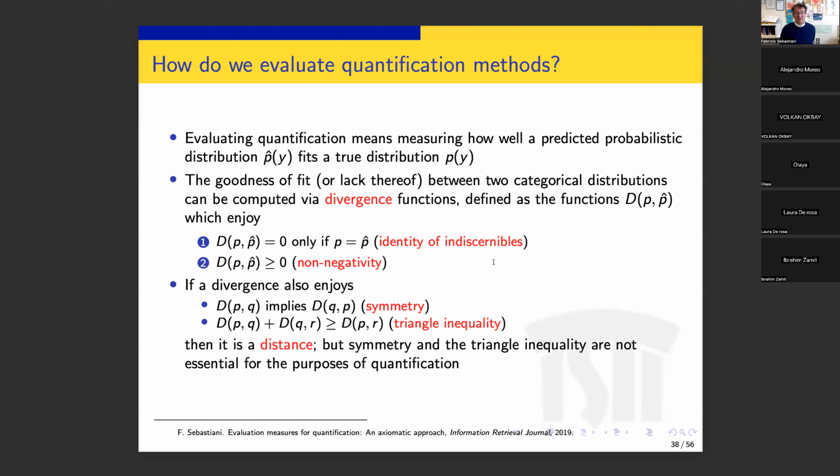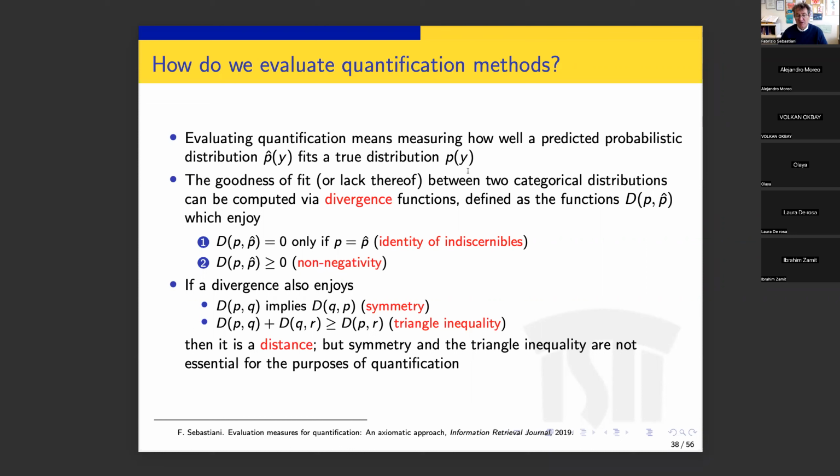So how do we evaluate quantification methods? As in all data science, evaluating quantification means evaluating the accuracy of quantification, how accurately it does its job. In the case of quantification, it means measuring how well a predicted probability distribution fits a true distribution, how well the predicted probability distribution fits the unknown gold distribution.